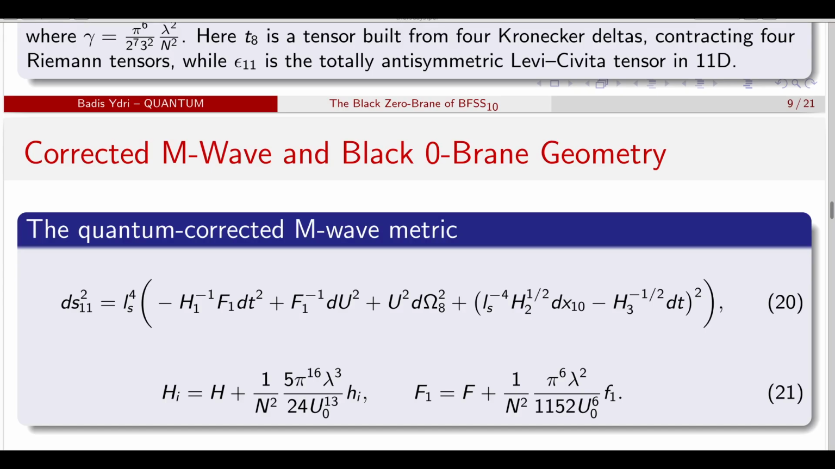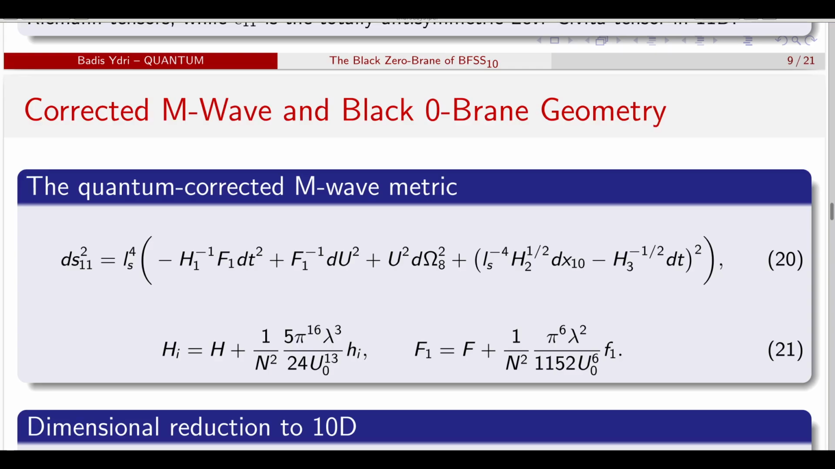In equation 20, we present the quantum-corrected 11-dimensional metric. It maintains the same overall structure as the classical M-wave, but includes correction functions h1, h2, h3, and f1, which encode the higher derivative effects. Each of the harmonic functions, hi, differs from the classical h by an additive term proportional to lambda cubed over N squared, multiplied by the coefficient hi. Similarly, the function f1 receives a correction proportional to lambda squared over N squared, multiplied by the coefficient f1. These terms represent the 1 over N squared quantum gravity corrections to the geometry.